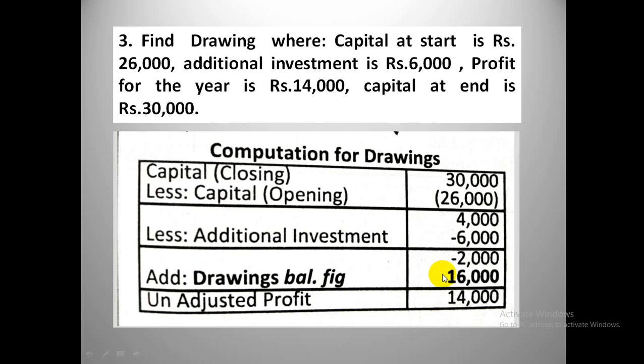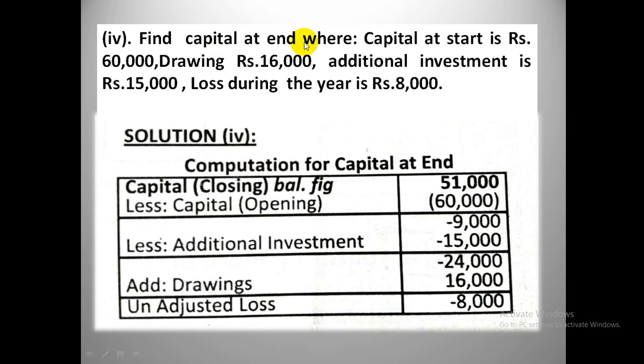Finally we are working on the capital at end. If capital at end is not given and all other things are given, we will put the figures in the reverse order and we are working on the same equation. Loss is given to us in the question. Now you know minus 8,000 is here.